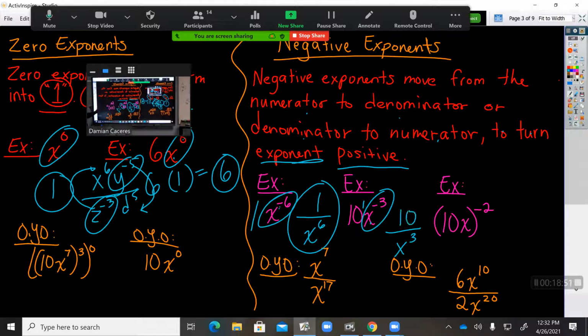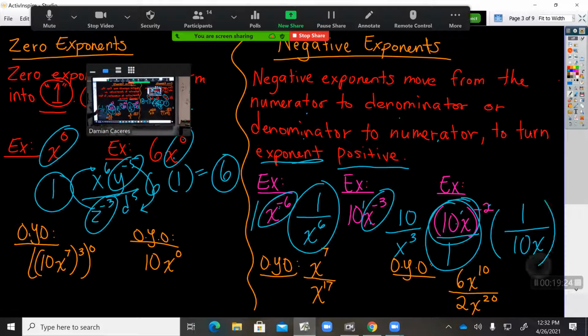What has a negative exponent attached to it right now? The entire parentheses does, because the negative 2 is next to it, right? So you know that this right here is 10x over 1. Let me teach you how to make a negative exponent a positive exponent if you already have a fraction. Just flip it. So if you put 10x to the bottom and you put the 1 to the top, that negative exponent turns to a positive exponent.